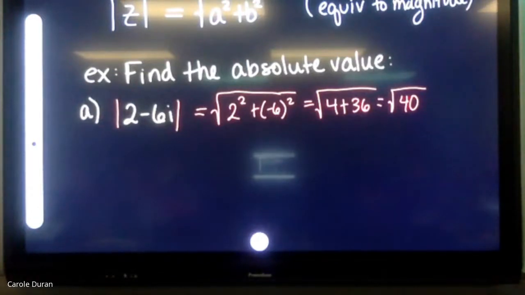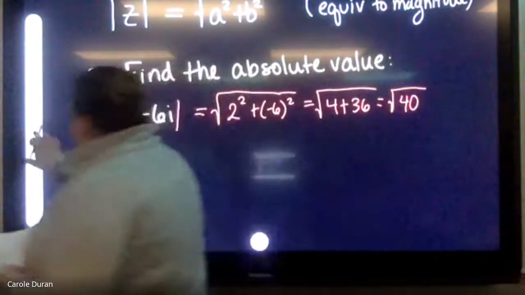Any questions on that? Is anybody struggling with finding that absolute value distance for a given complex number? No, because it's exactly the same as magnitude for a vector, and we've been doing that for like a week. Let's go ahead and do another one, and by let's, I mean you.